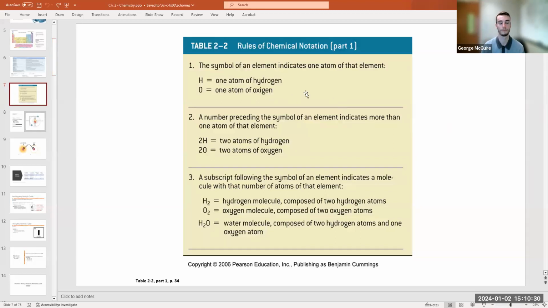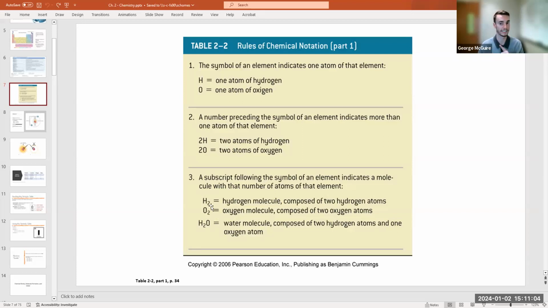Another important point of note is being able to understand chemical notation. Typically I'm going to be showing molecules or atoms with their atomic symbol, so H or O to refer to hydrogen or oxygen. Any number that comes before that atomic symbol is referring to how many individual atoms of that element there are. So 2H is referring to two separate atoms of hydrogen.